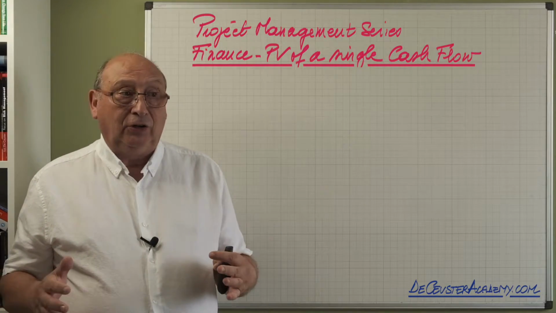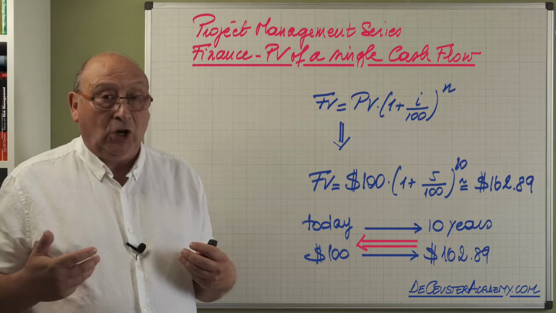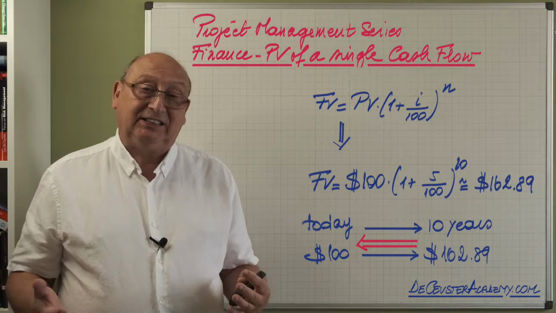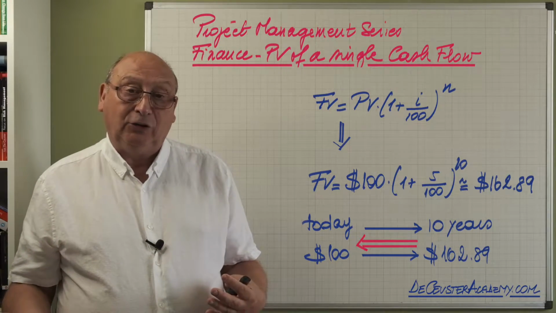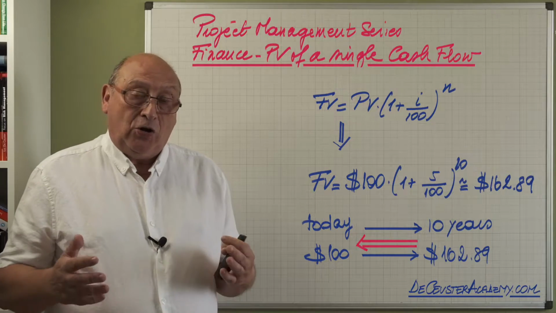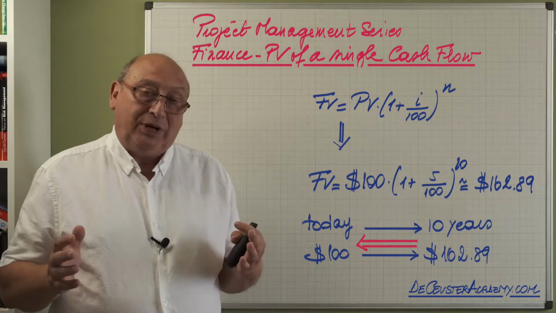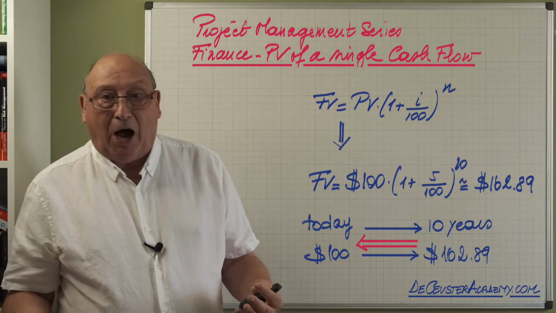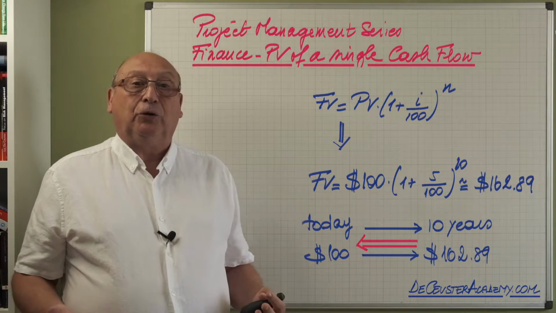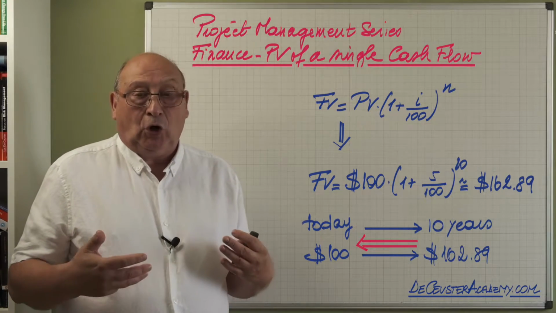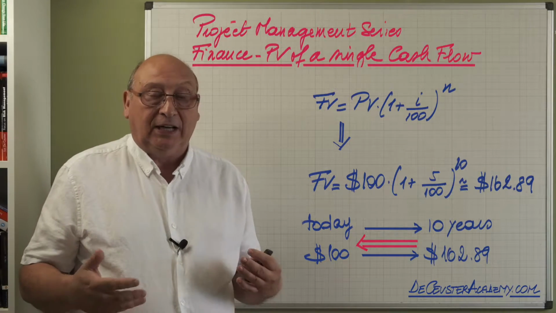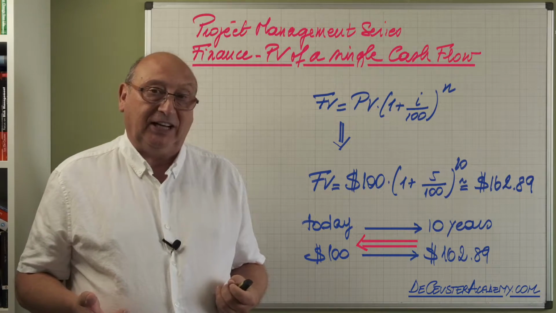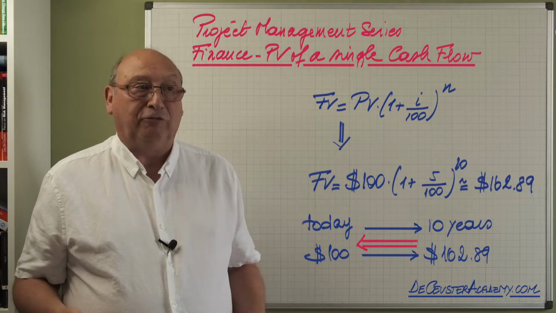Now, when we look at the present value of a single cash flow, we're in fact going to apply the principles of compound interest and future value to find the present value. In the previous video, we calculated the future value of an amount, $100, after a certain period. We said the future value is equal to the present value multiplied by 1 plus the interest rate to the power n, n being the number of periods.